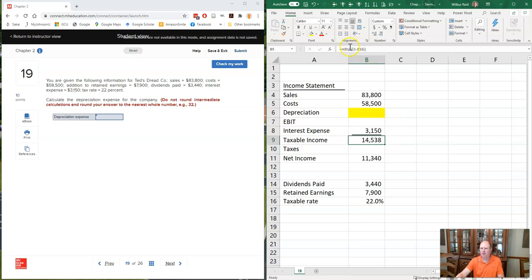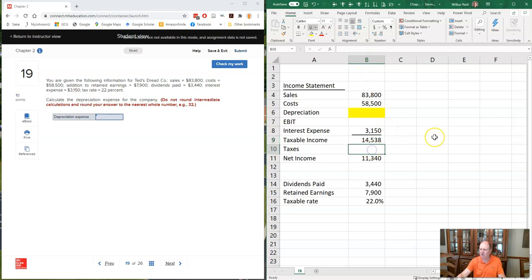And so here's my formula. I've got the net income divided by 1 minus the tax rate. The reason we go 1 minus is, how much do we get to keep? We know we paid 22%, which means we get to keep 78%. So 1 minus 22% gives us the 78%.